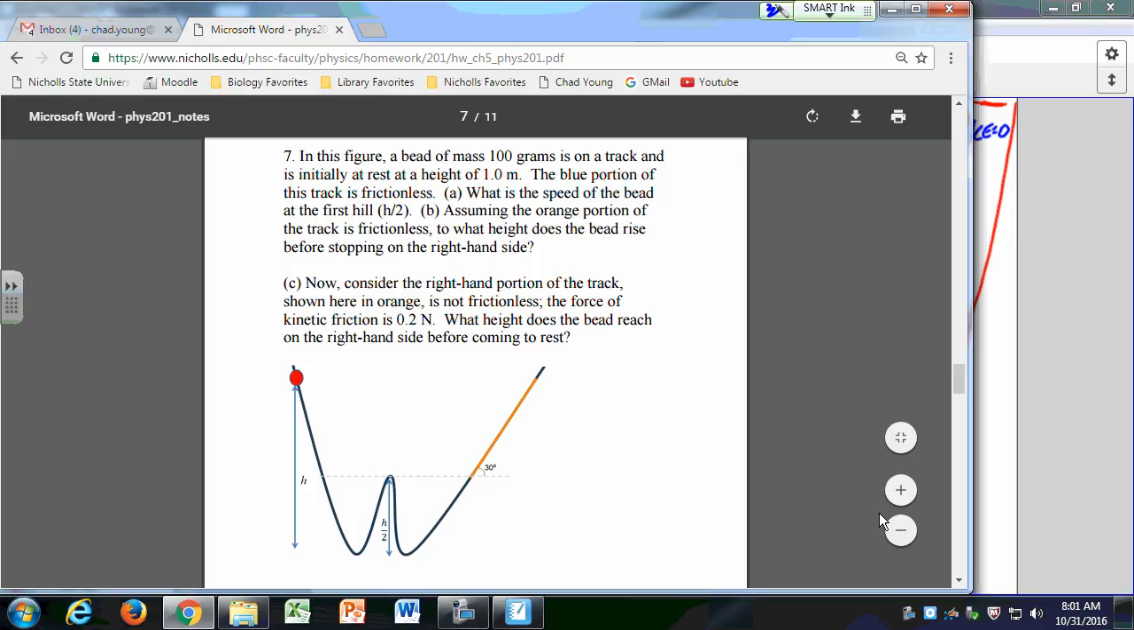Part C. This is a problem where you have an object, and it gives you the mass and the height, and it's initially at rest. So right here, it only has what type of energy? Potential. And it only has potential because the speed is 0. It says it's at rest. So I can figure out the amount of energy here. It only has potential energy.